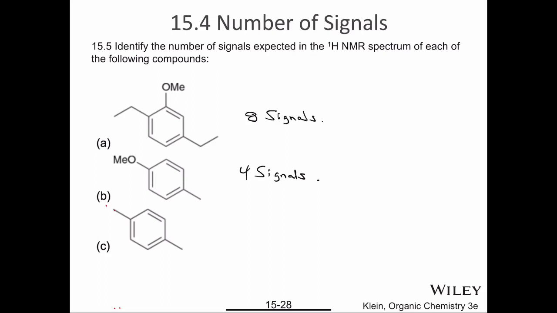In C, you can see that there's 2 axes of symmetry going through the molecule. So that means that each one of the protons attached directly to the aromatic ring, all 4 of those are going to be identical and produce the same signal. Also, the 2 methyl groups, based off of symmetry, are going to give the same signal. So I only have 2 signals in this compound. I have 1 signal for the 2 methyl groups, and then I have another signal for all 4 protons that are directly attached to the aromatic ring, which are all chemically equivalent. So in C, I have a total of 2 signals.